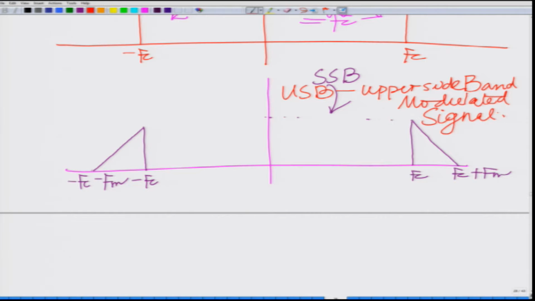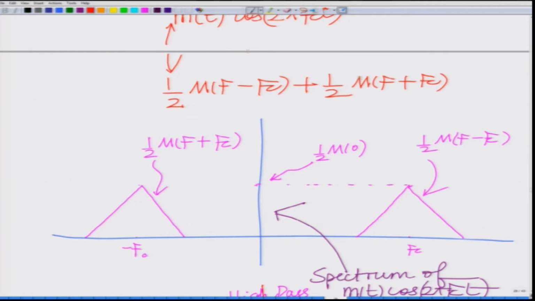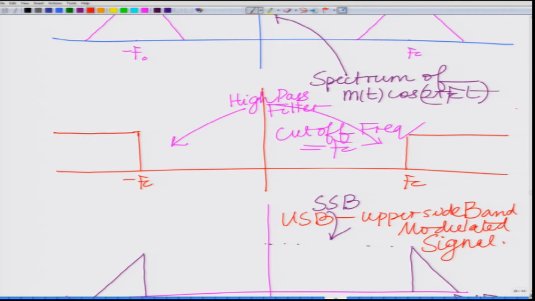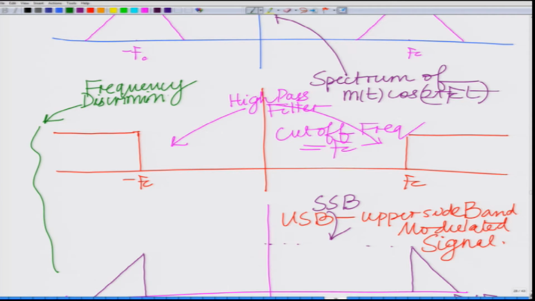To generate the lower sideband modulated signal, you have to pass it through an ideal low pass filter with cutoff fc. And the problem that we have in generating the upper sideband modulated signal through this method, remember, this method is the frequency discrimination method. This technique of passing it through a high pass filter is termed frequency discrimination for SSB generation.